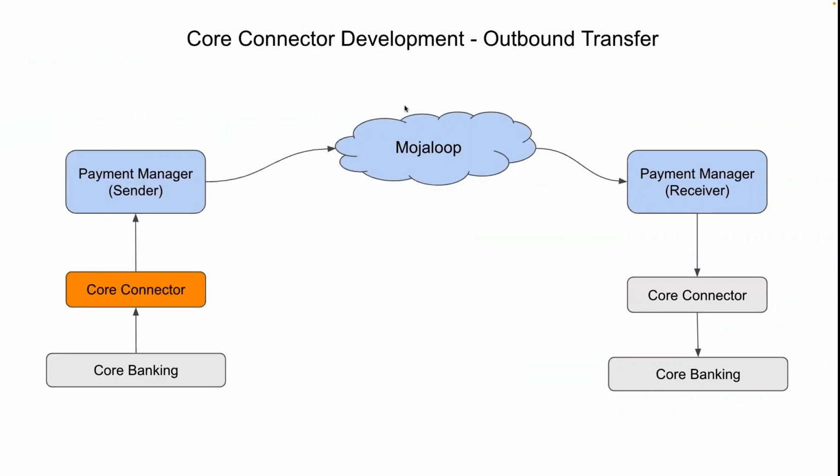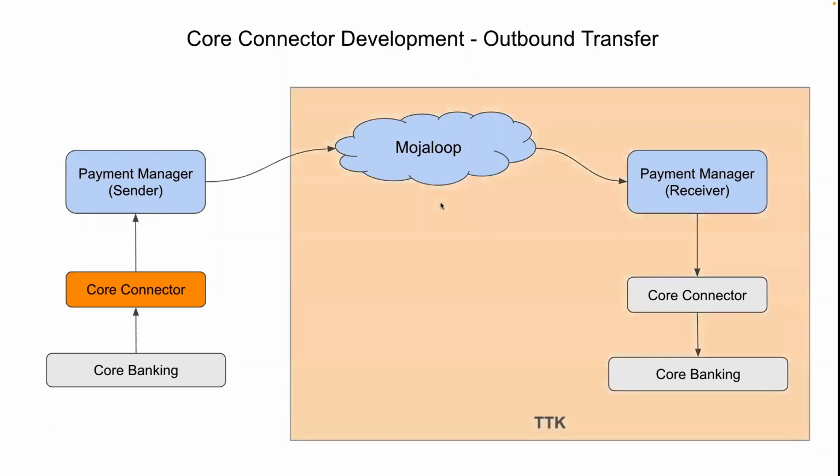Let's discuss the core connector development for an outbound transfer. So in this case, for the sender FSP, this core connector here should support outbound API calls to the Payment Manager. So if we use the on-premise deploy repository, that simulates the Mojaloop and the receiver side Payment Manager with the testing toolkit.